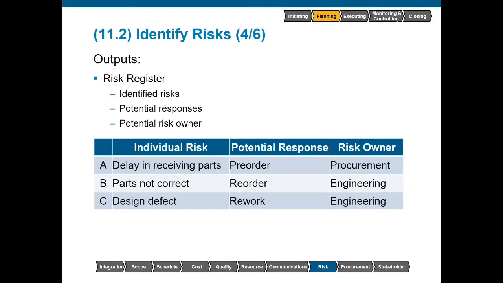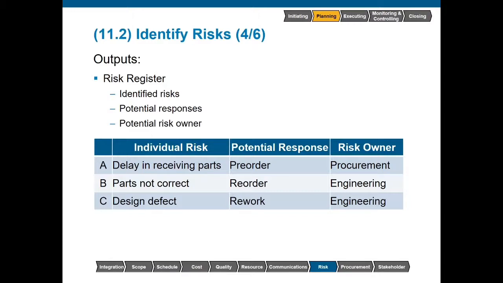One of the outputs from this process is our risk register. At this point, there's not a lot of detail, but we don't need a whole lot of detail. We see in the far left column, ABC, this is just some type of unique identification system. This would be defined as part of the risk management plan. Then we'd have a brief narrative description of what the individual risk is. For example, a delay in receiving parts.